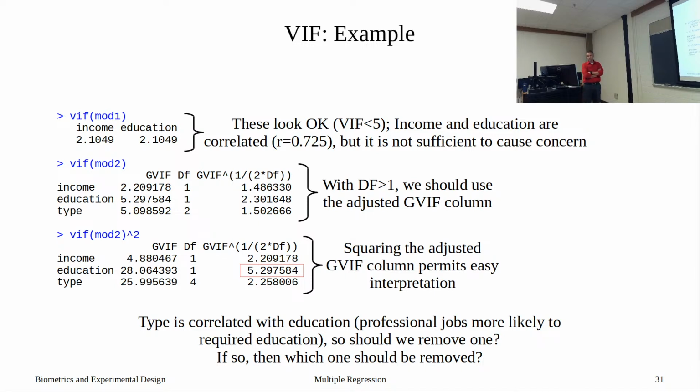So our type seems to be correlated with education. Once we added it, we had a jump up. You can see income 2.1 versus 2.2, education 2.1 up to 5.3. Once we included that second variable, we had a pretty large jump. So the question then becomes, how do we fix it? Well, we fix it by removing a term. The question then becomes, what term is the least meaningful to this analysis?